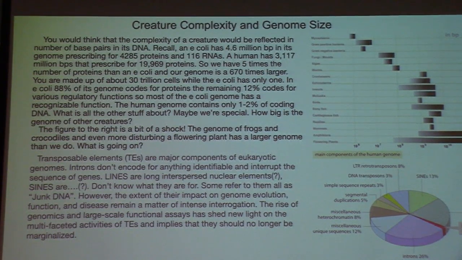So you would think that the complexity of a creature would be reflected in the number of base pairs in its genome. I recall that an E. coli has about 4.6 million base pairs, and a human has something over 3 billion, and that prescribes for us about 20,000 proteins, whereas the E. coli only needs something like 4,000.